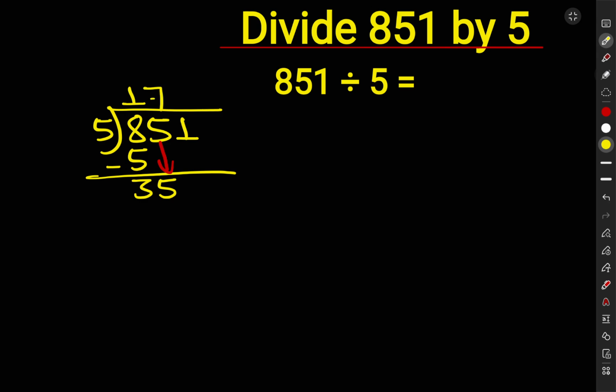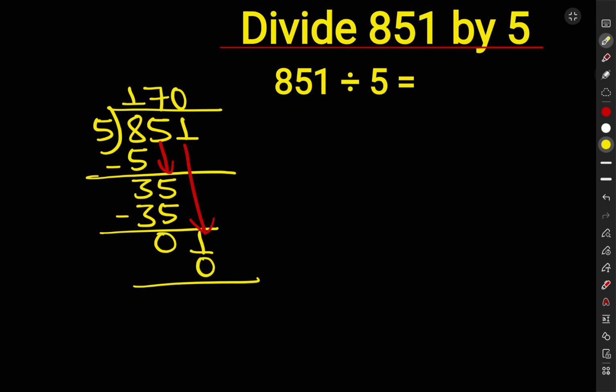So 5 times 7 is 35. On subtracting, we get 0. So again we put down this 1 and 5 times 0 means 0. On subtracting, we get 1. So now we have no other number to put down.